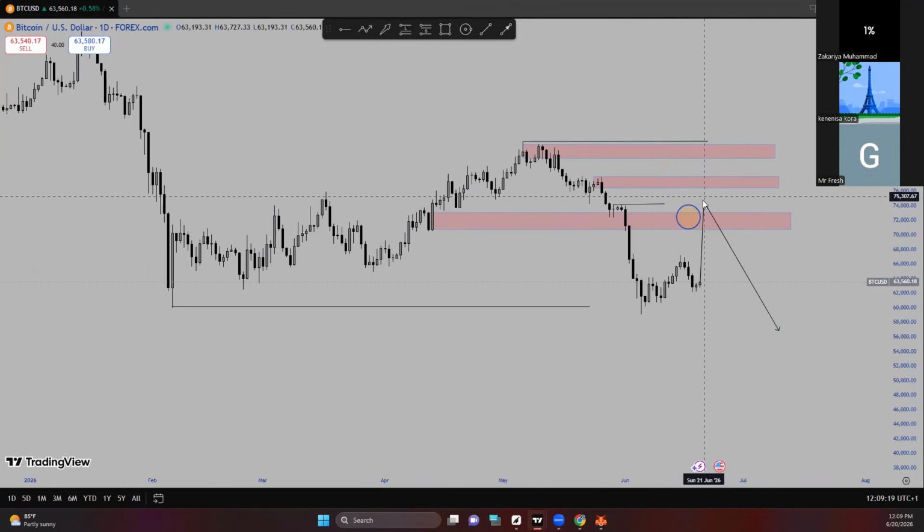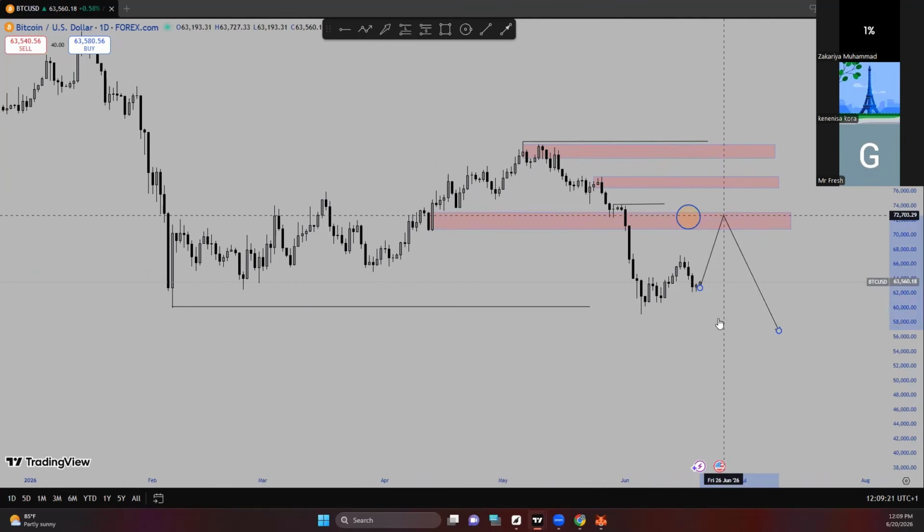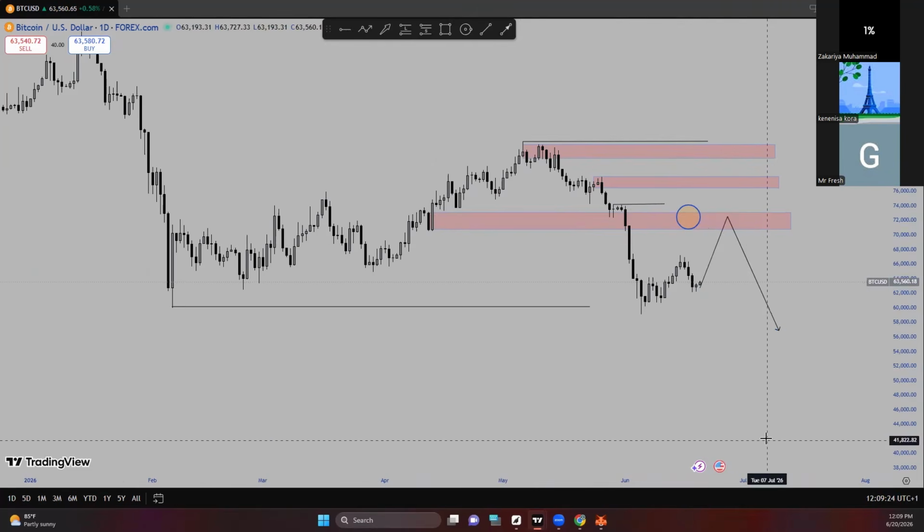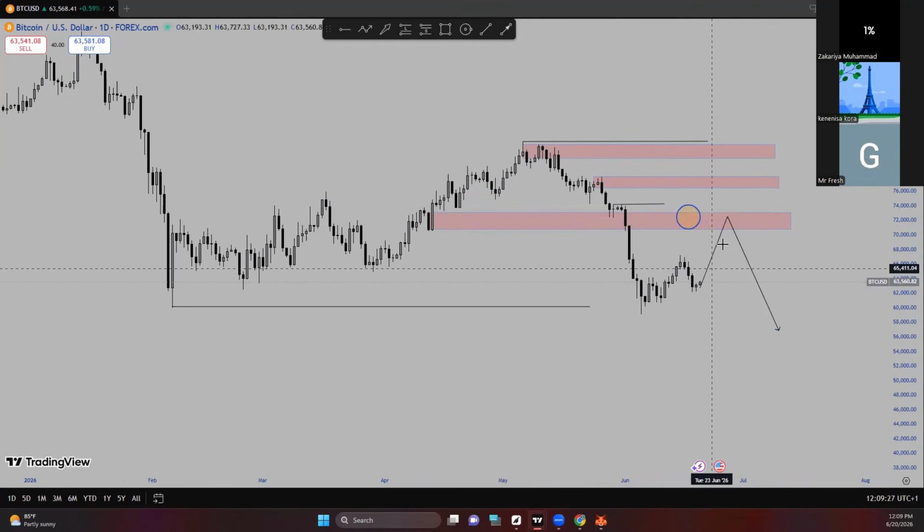So this zone, we cannot just expect the market to come and tap into it and just sell down from there. It might do that, but it needs liquidity. Before you do that, you want to create liquidity. Either engineer liquidity and then tap into the zone, then start selling down. But if there's no liquidity, you have to know the market must create liquidity at the zone and then start selling.